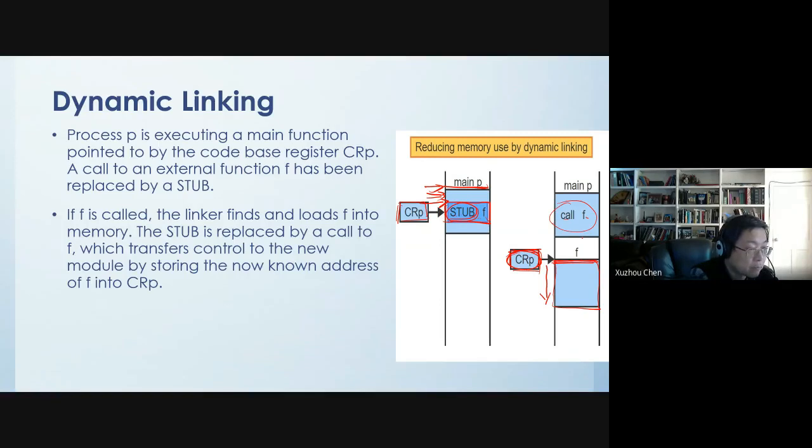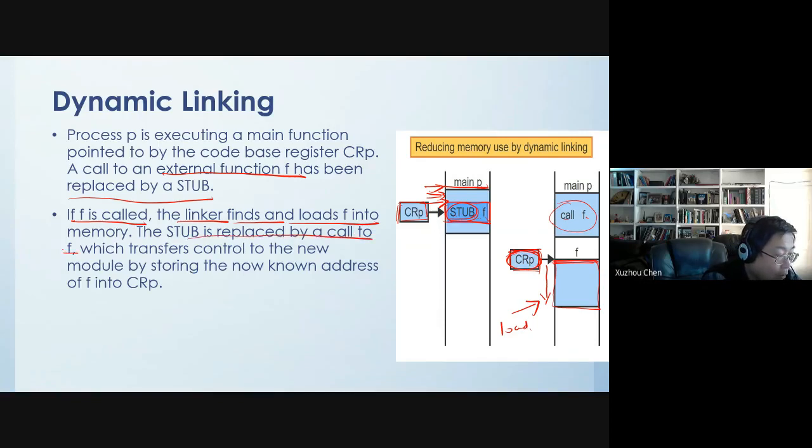Okay. So program P is executing the main function pointed to by the code base register CRP, and the call to the external function f has been replaced by a stub. Now, if it's called, the linker finds and loads f into memory. The linker basically loads the function into memory. Okay. The stub is replaced by a call to f, which transfers control to the new module by storing the new address of f into the CRP. So you basically set the program counter to the address of this function.